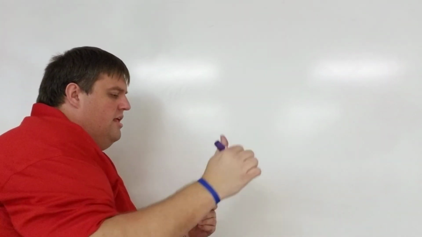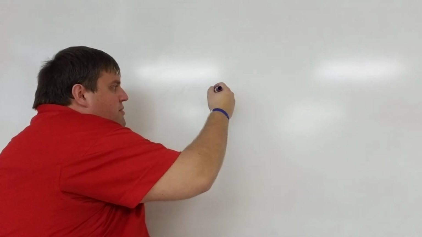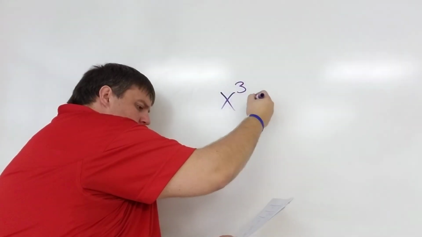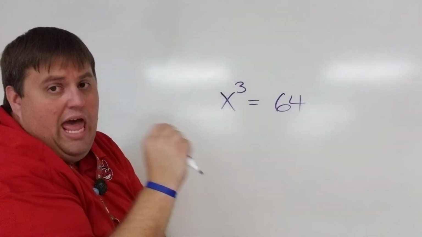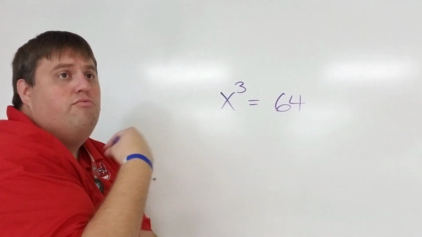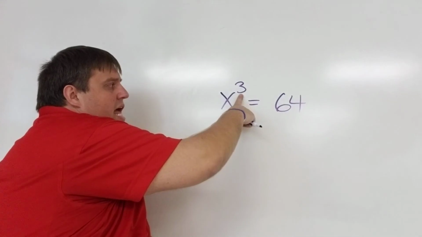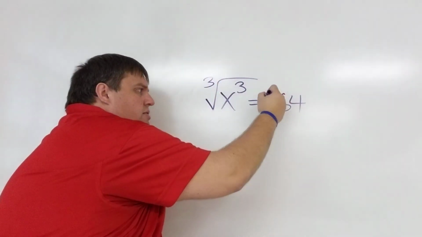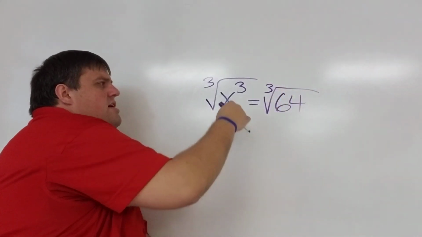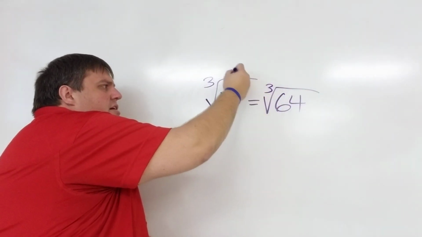The second, number 19, we have x to the third power equals 64. So if I want to get rid of an exponent, I need a root. It's a 3 exponent, so we need a cube root. Cube root, both sides. This cube root and this 3, they're going to cancel out.